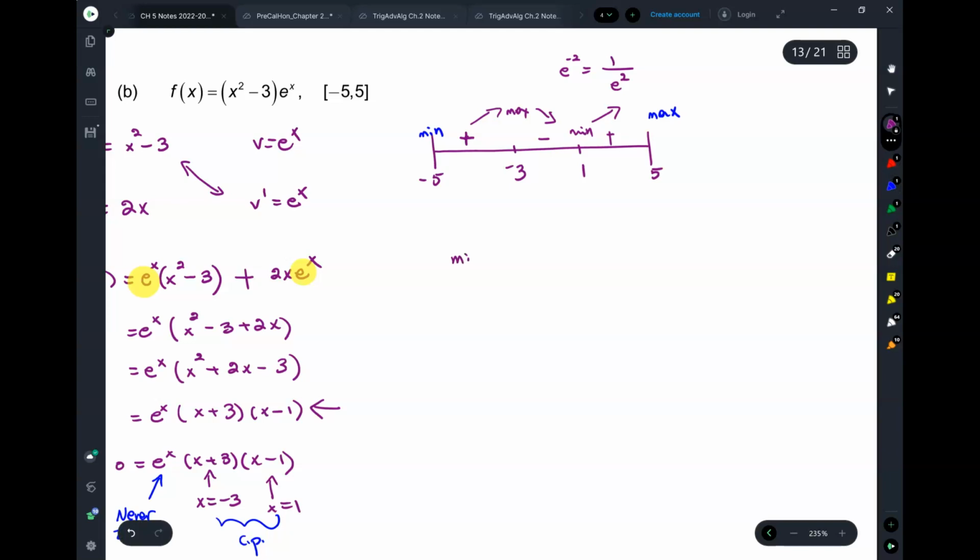So now you're going to plug everything in. Where are the minima? You have a minimum at f of -5, f of 1. You have a maximum at f of -3, f of 5.